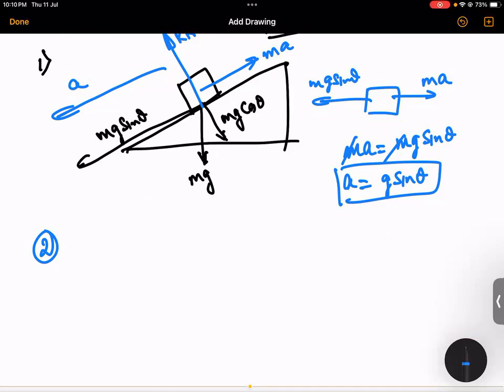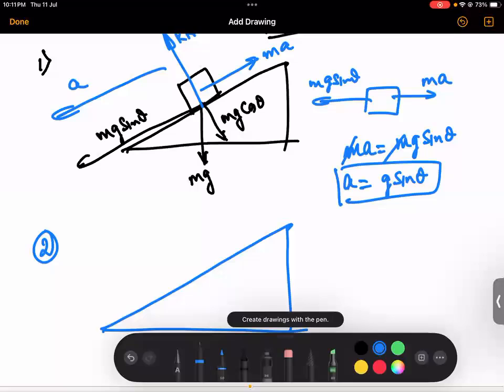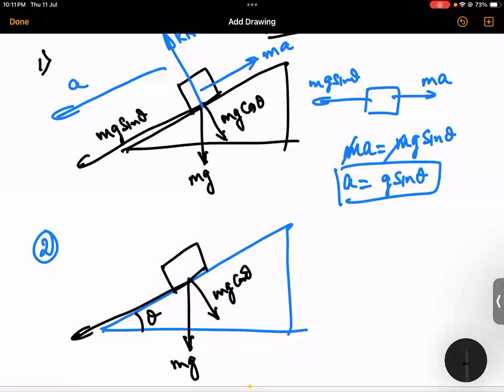Up an inclined plane with an acceleration a. Let me now draw this figure for you. Once again, I am drawing the inclined plane. Absolutely easy. What will be your first step? Draw a block. Second step, draw mg. Third step, draw mg cos theta. Fourth step, draw mg sin theta. This is the minimum requirement of any inclined plane. You should not make any mistake.